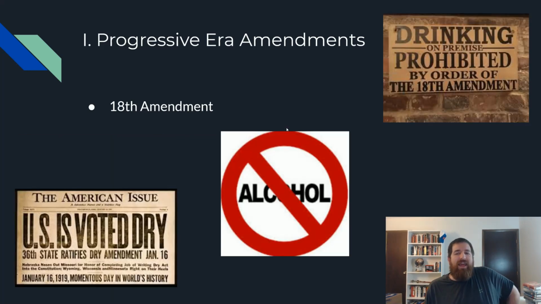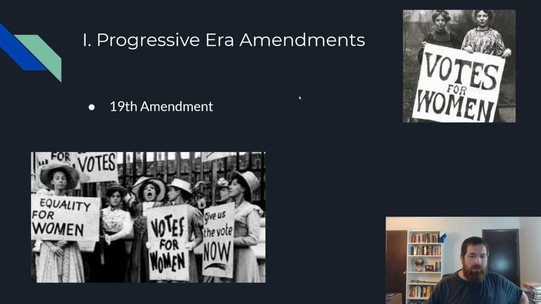Next is the 18th Amendment. The 18th Amendment is what brought about prohibition. In other words, all alcohol is banned because of the 18th Amendment. This was an unmitigated disaster. More on that a little bit later. The 19th Amendment. We've already talked about this one, so I'm not going to spend a lot of time on it because this also overlaps with the suffrage amendments. The 19th Amendment gave women the right to vote.